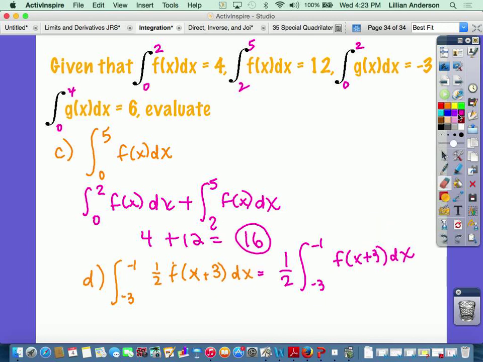I'm going to add 3 to both of my bounds. So then this becomes 1/2 times the integral from 0 to 2 of f of x dx. And so now I actually have a definite integral of a function that was actually given to me. So this becomes 1/2 times 4, which equals 2.